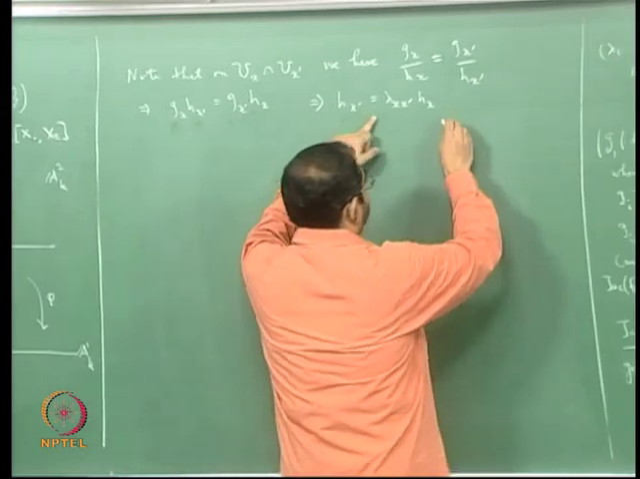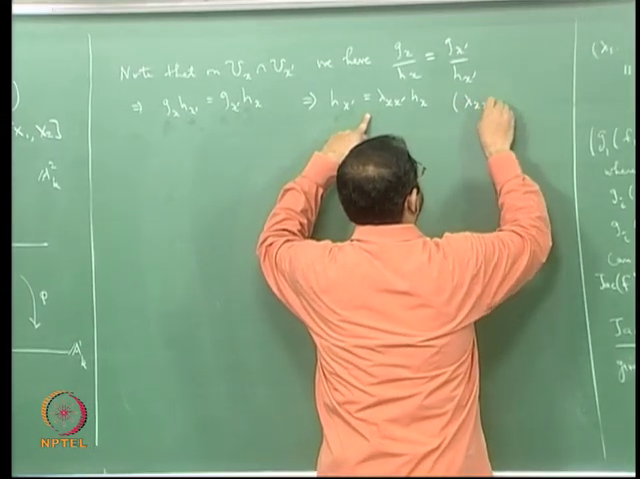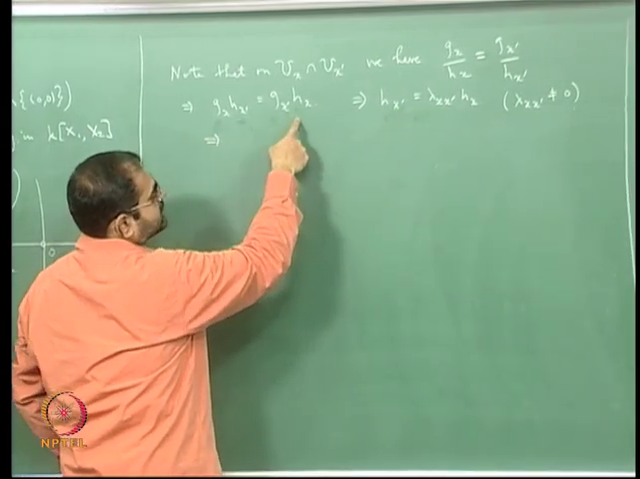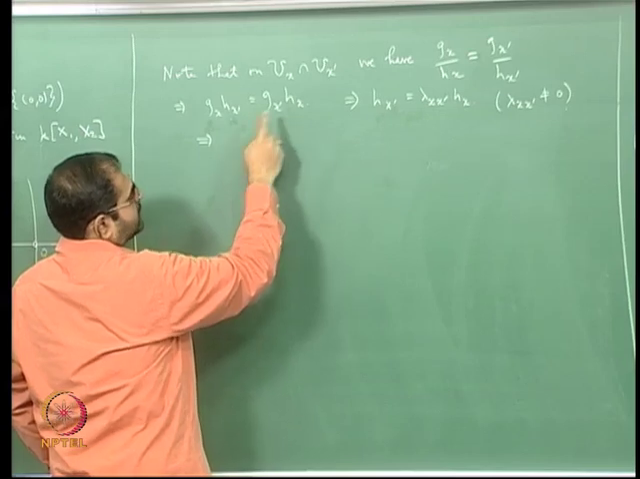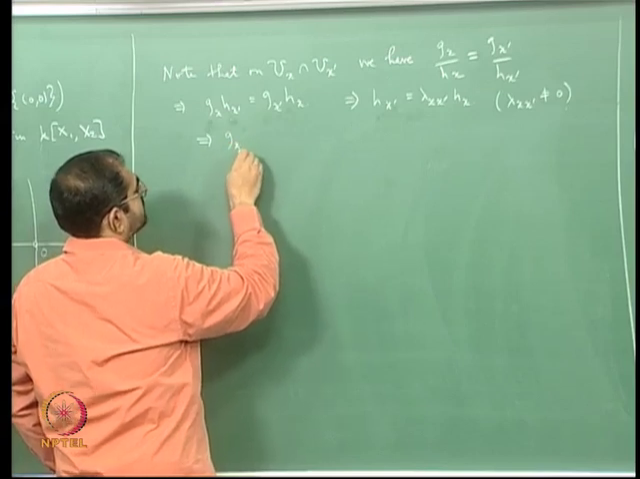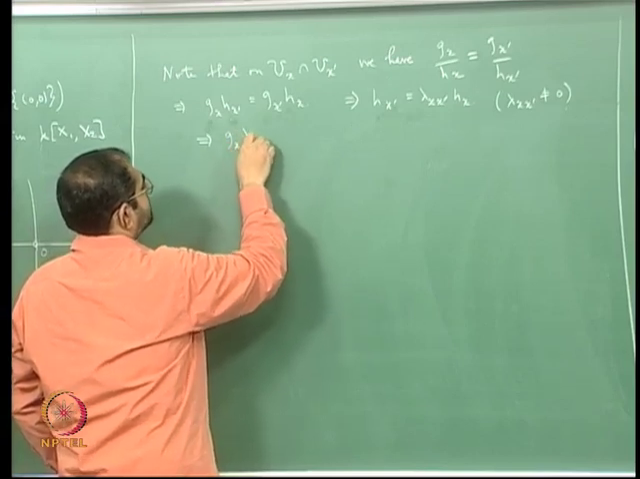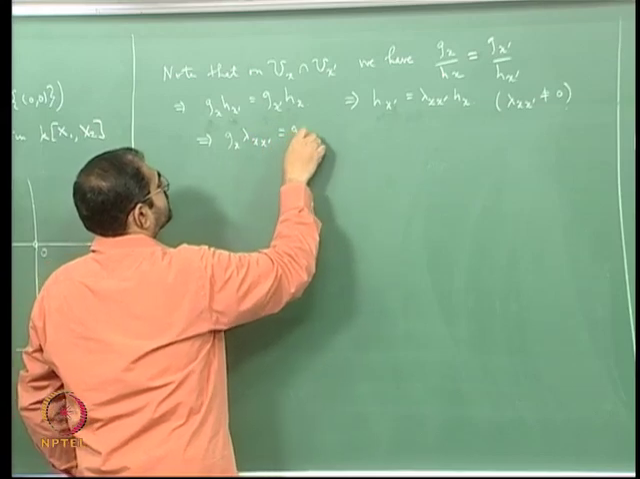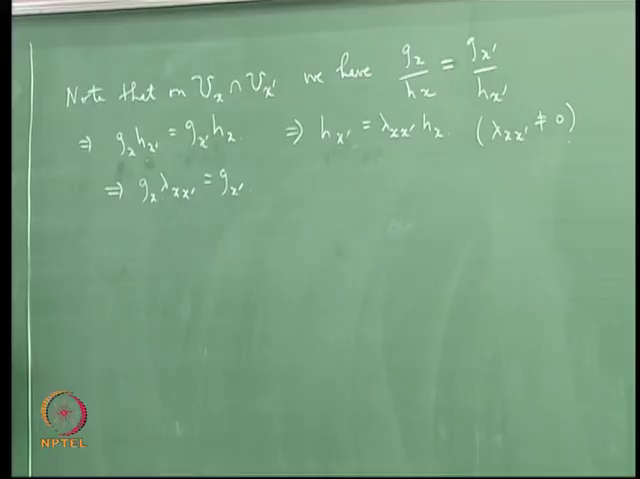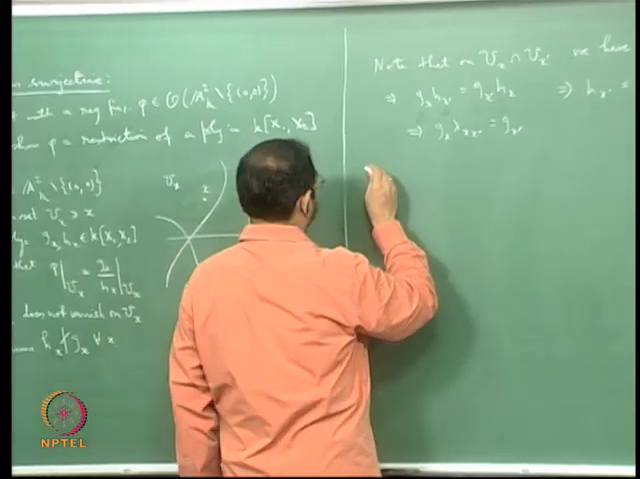So this lambda xx prime is not zero, and if you put that back into this, you will get that Gx into lambda xx prime is equal to Gx prime. So it also tells you that the g's differ by a non-zero constant multiple of one another. Now I am going to do the following thing.